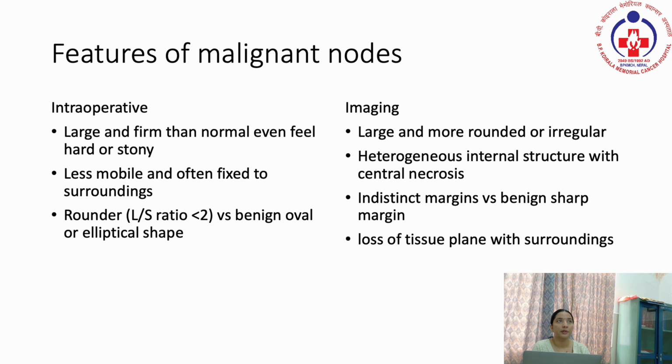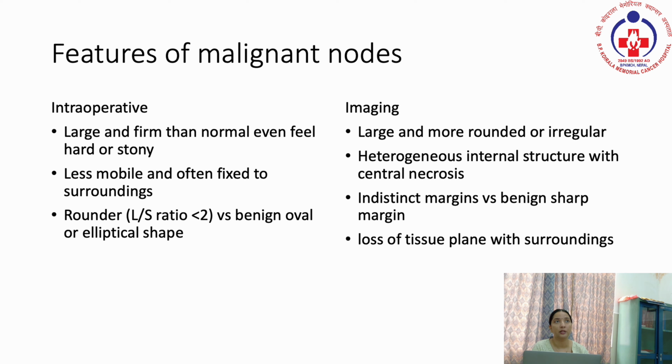To identify whether it is a metastatic node, intraoperatively we can feel this lymph node and also see the appearance. Usually the intraoperative lesion is seen as larger than the normal lymph nodes, and it is firm and sometimes even feels hard to stony. These are less mobile and often fixed to the surroundings, and they are more rounded compared to the benign oval or elliptical shape of the lymph node. And the long to short axis ratio is less than 2.